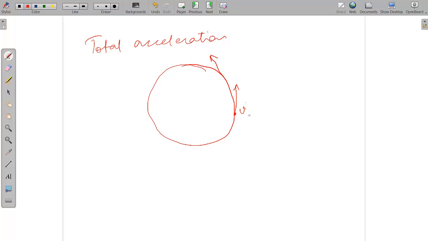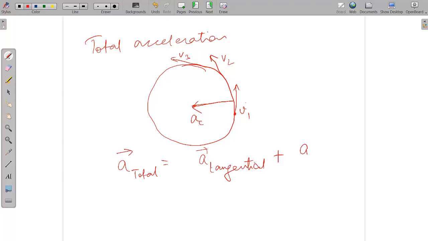Let's say the velocity is v1 here, v2 here, and v3 here. So the velocity itself is changing, and we know that there has to be a central acceleration every time. There will be a central acceleration, and there will be a tangential acceleration also. So the total acceleration in circular motion is given by the tangential acceleration plus the centripetal acceleration.